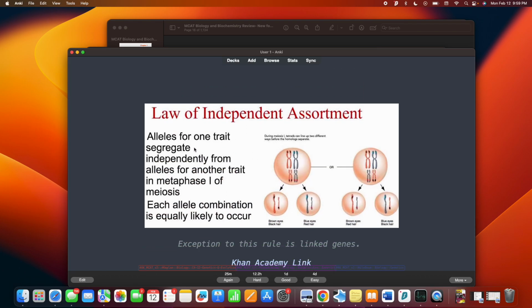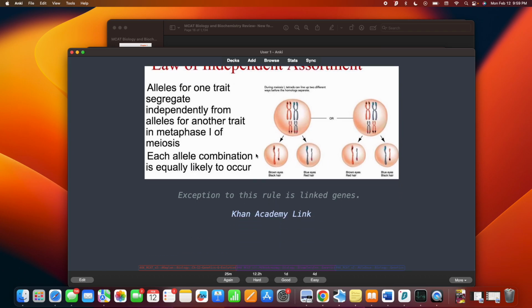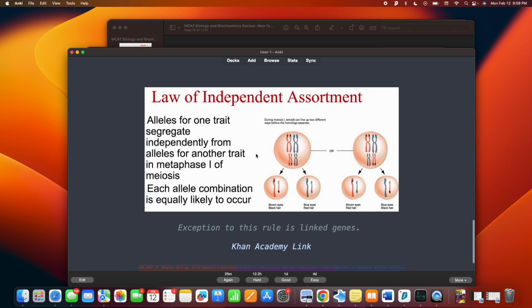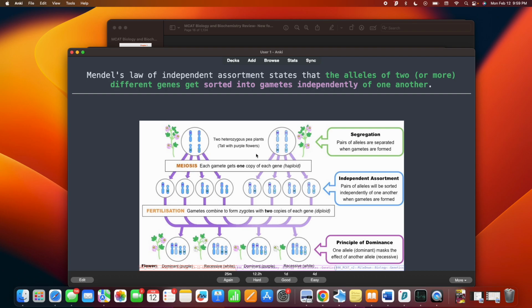Law of independent assortment: alleles for one trait segregate independently from alleles for another trait in metaphase 1 of meiosis. Each allele combination is equally likely to occur. The exception to this rule is linked genes. So the law of independent assortment is that when the two alleles independently get assorted from one another, they do not affect each other's chance of being sorted into gametes.